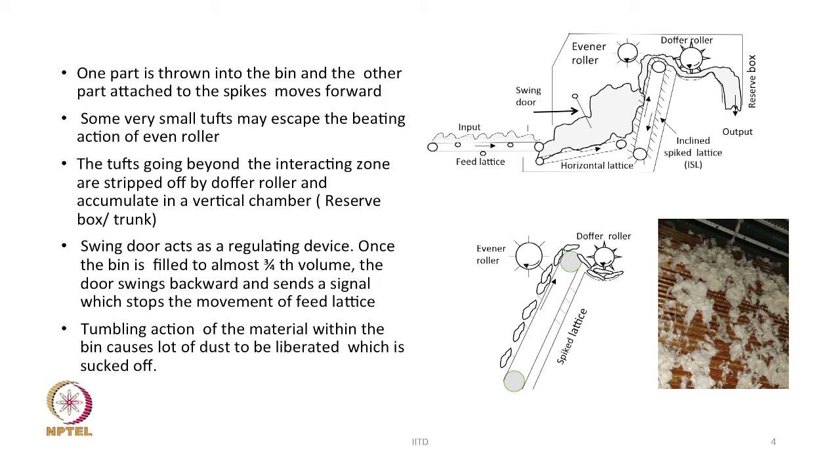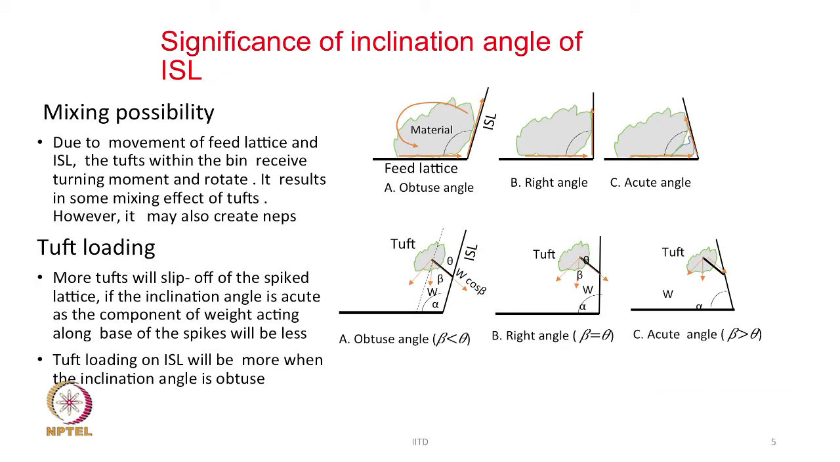So, we can also remove dust from the machine right now. We can connect the machine with a suction fan, and with a controlled suction we will be able to remove some of the dust which is getting generated because of the tumbling action. So, it can be sucked off.